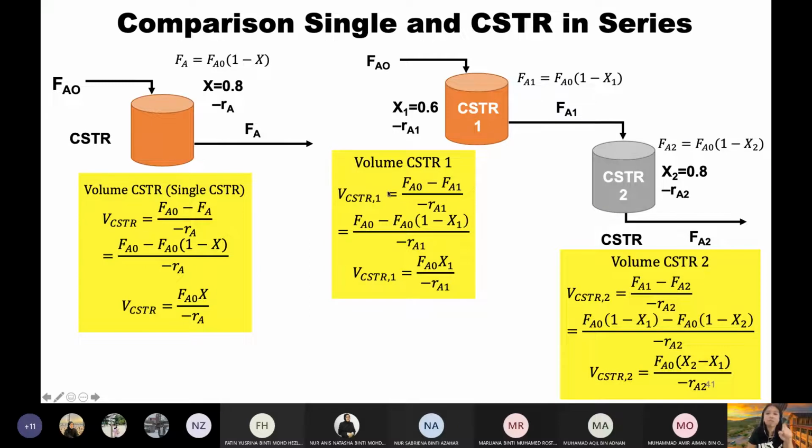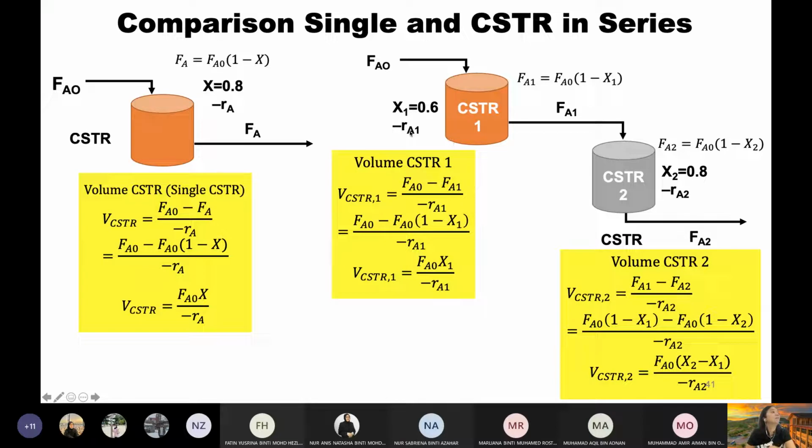So the volume of the first CSTR, so pengiraan volume untuk volume pertama, volume kedua ni dah jadi berbeza. So you have to understand the reactor volume can be different. Although you arrange in series, the reactor volume can be different, or I would say easiest word, the required volume can be different. Okay, so reactor pertama, volume dia become FA naught enters the first reactor molar flow rate minus FA1, the molar flow rate that exits the first reactor, divided by minus RA1. Kenapa minus RA1?